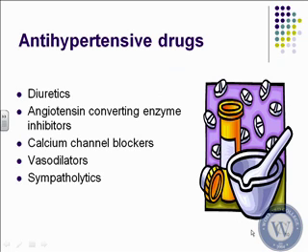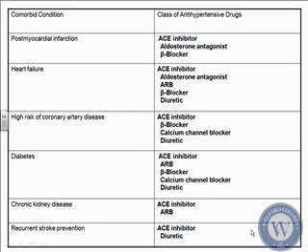Antihypertensive drugs are the next set of discussion, where I'm going to talk in a lot more detail about diuretics, angiotensin converting enzyme inhibitors, calcium channel blockers, vasodilators, and sympatholytics. This is your actual classification of your drugs. You can have your comorbid conditions that are associated with it and why you use it. If you've had a post-myocardial infarction, a lot of people are placed on ACE inhibitors, aldosterone antagonists, and beta blockers.